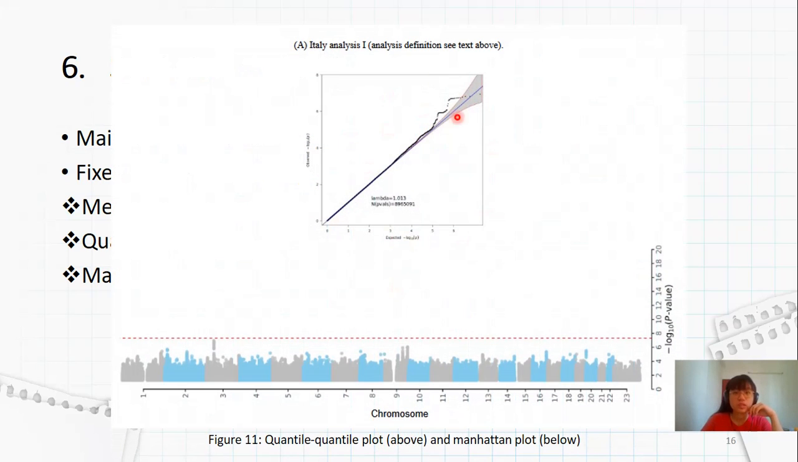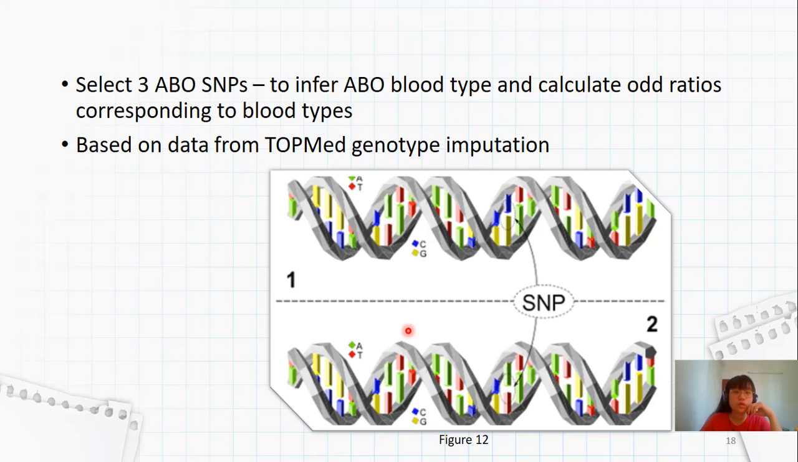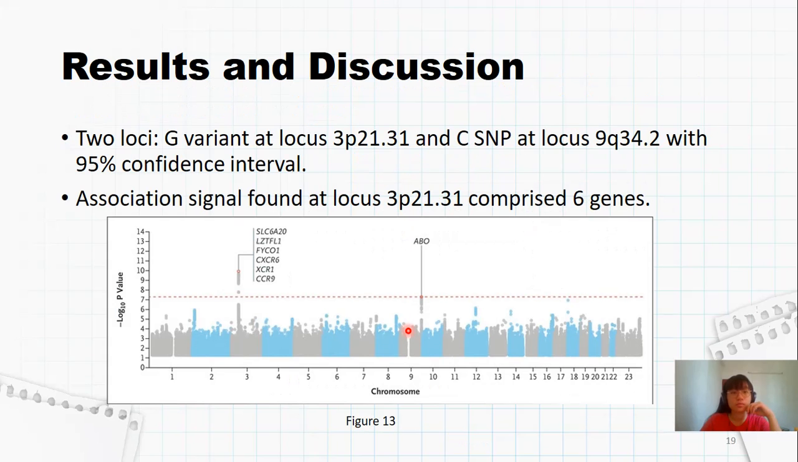The upper is the quantile plot and the lower is the Manhattan plot. Common acceptable thresholds of the meta-analysis need to be followed in order to determine statistical significance. Next, Bayesian fine-mapping analysis will also be conducted, and the data is then inserted into the fine-map with the data from the meta-analysis. 3 ABO SNPs will be selected to infer ABO blood type and calculate odds ratios based on data from TOPMed genotype imputation.